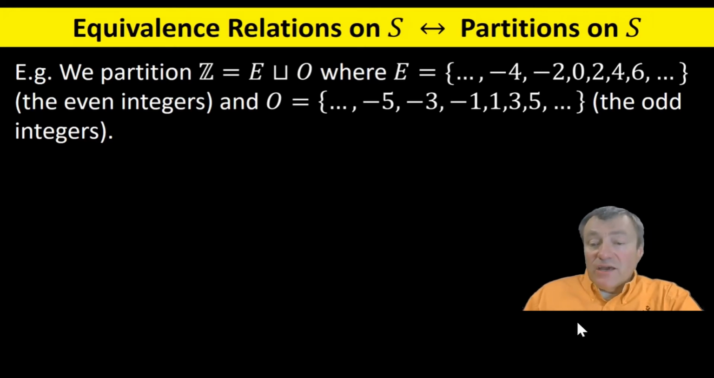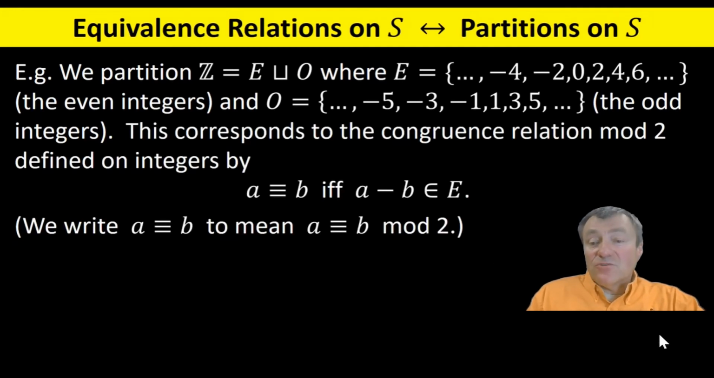And we're just going down the number line and alternately coloring each number red or black, just like on a checkerboard, except it's a one-dimensional checkerboard. By the way, please, 0 is even. So this corresponds to the relation of congruence mod 2. That's an equivalence relation where we say A is congruent to B when their difference is an even number.